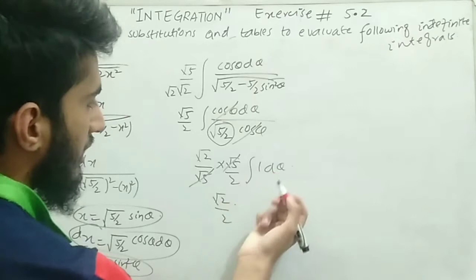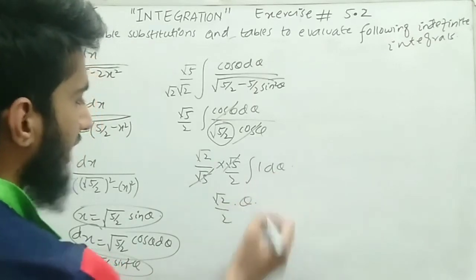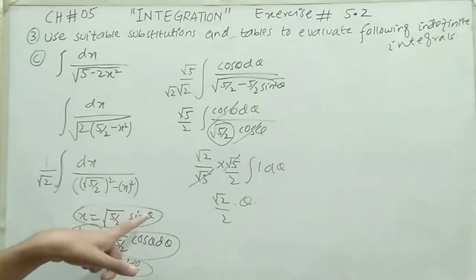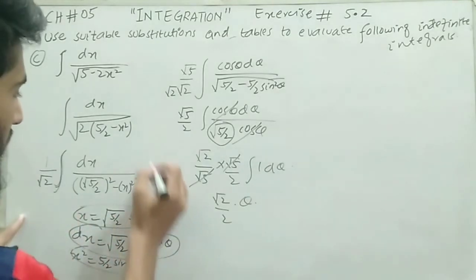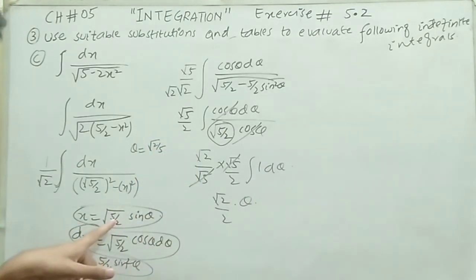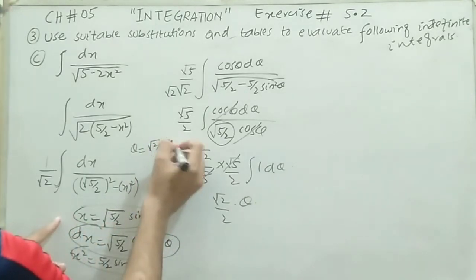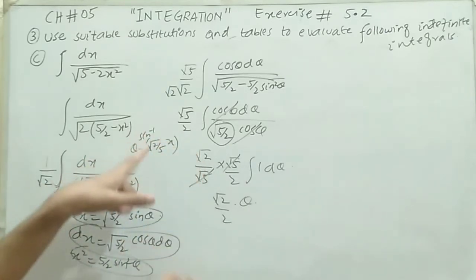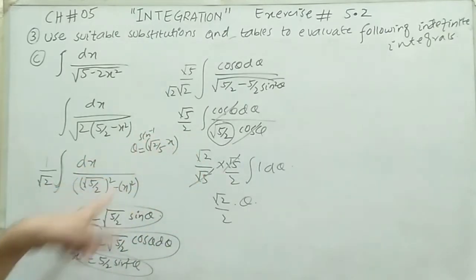And the integration of 1 is already theta, which we already learned. So from here the value of theta will be under root of 2 divided by 5 x, and we will take a sine inverse on it. So sine inverse of under root 2 by 5 x, this is actually theta.